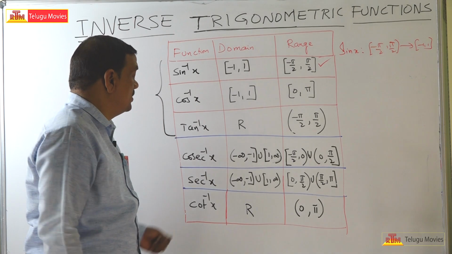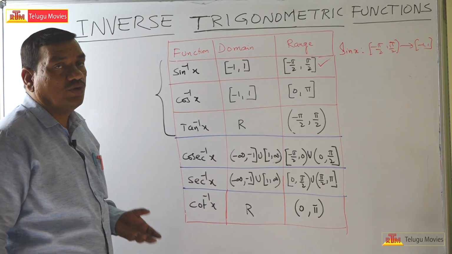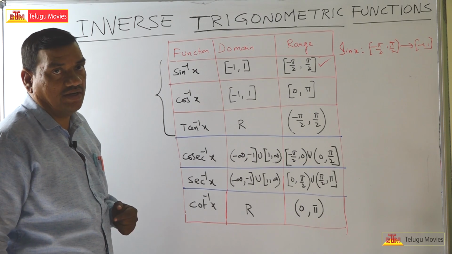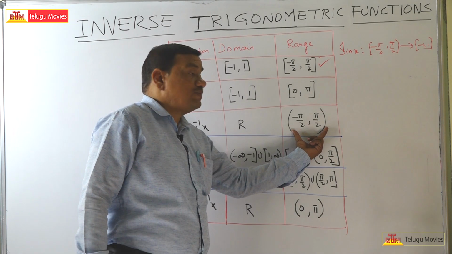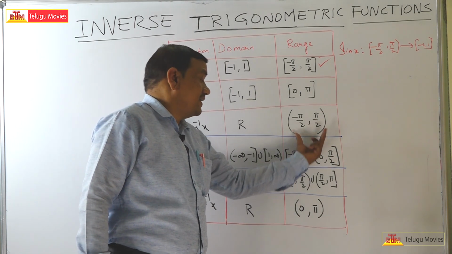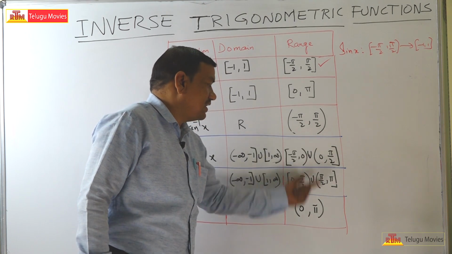Secant inverse of x. Why? Because cos pi by 2 is 0, so secant pi by 2 is not defined. That's why. For cosecant inverse of x it is minus pi by 2 to plus pi by 2 with an open bracket, but here it is 0 to pi. So it is somewhat different.